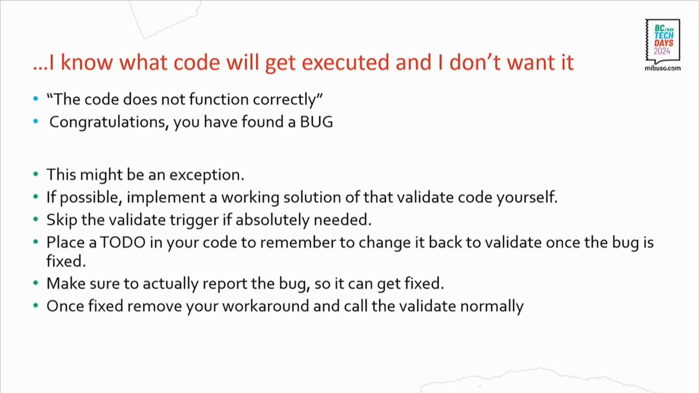And then the other one is the code does not function correctly, and that's again, congratulations, a bug. Yeah, this might be an exception that you actually find those kind of bugs. But if possible, again, try to report it. And if you need to have it working directly, you can try to implement a working solution and validate that yourself somehow. If there is no way to skip the individual code, you might need to skip the validate trigger in that specific example, but you really should report that.